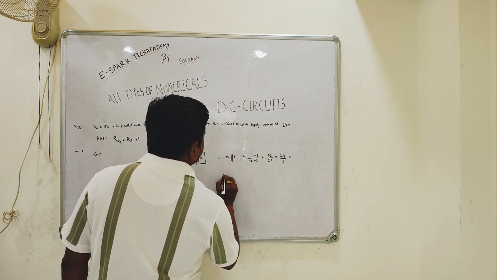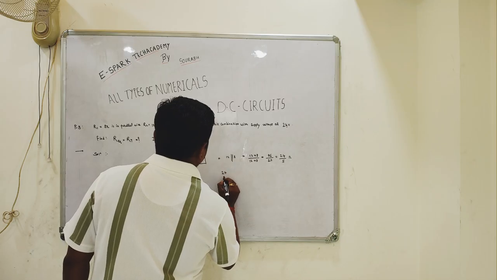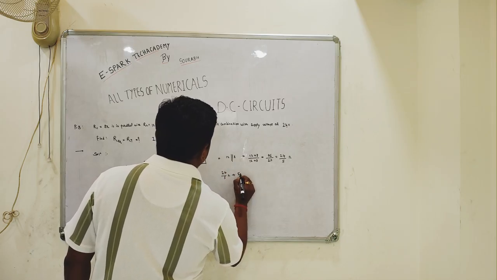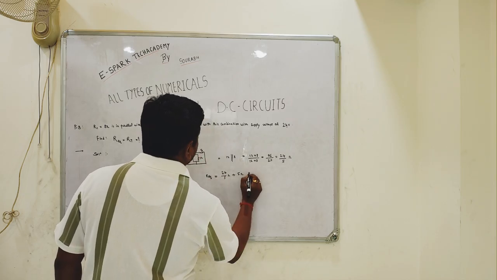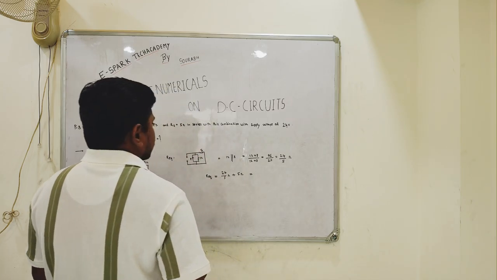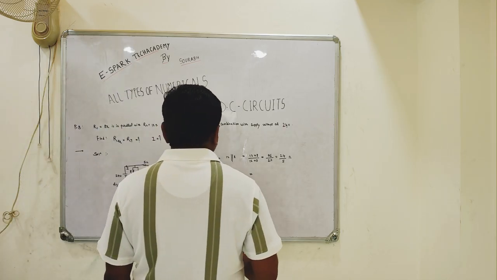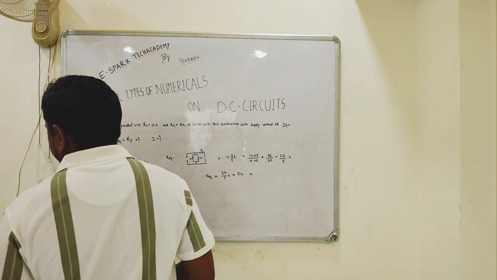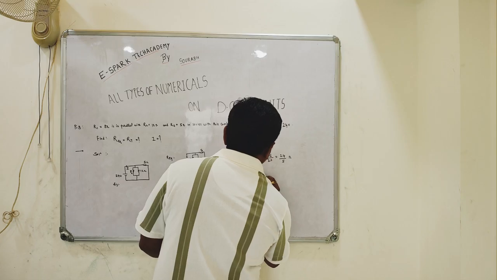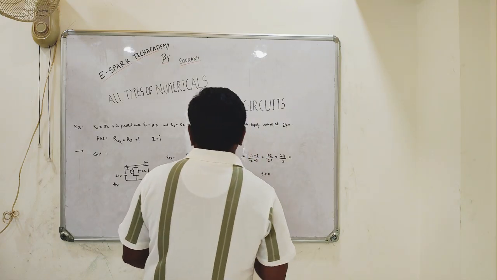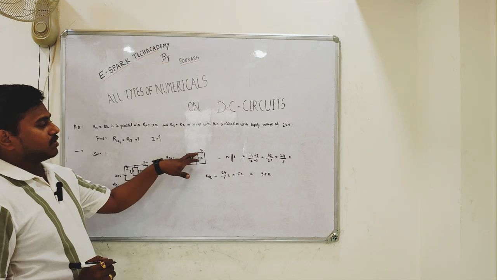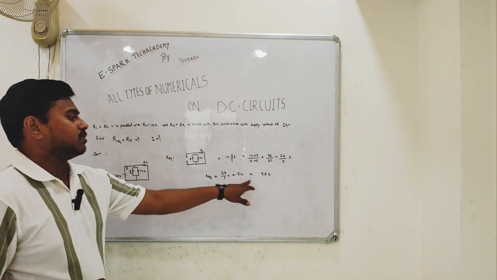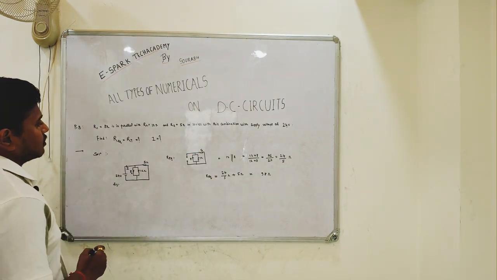The resistance 24 divided by 5 ohm will be in series with 5 ohm. This will be the R equivalent. You will get 9.8. First we have to solve this parallel combination, then this series 5 ohm calculation. The R equivalent you will get.